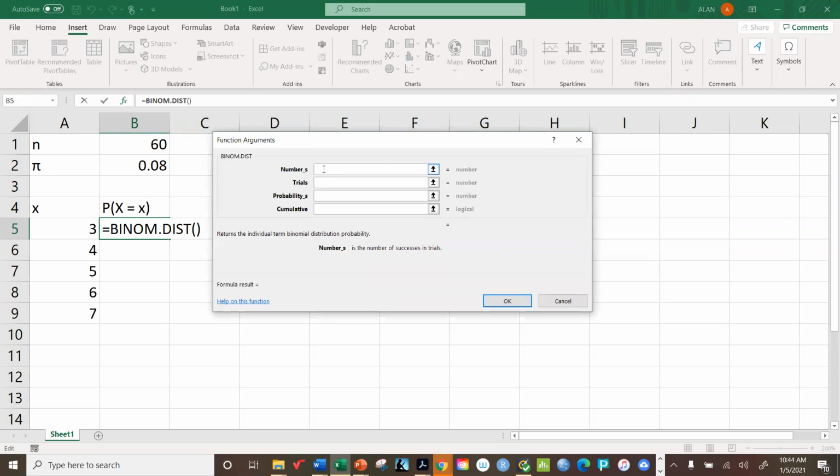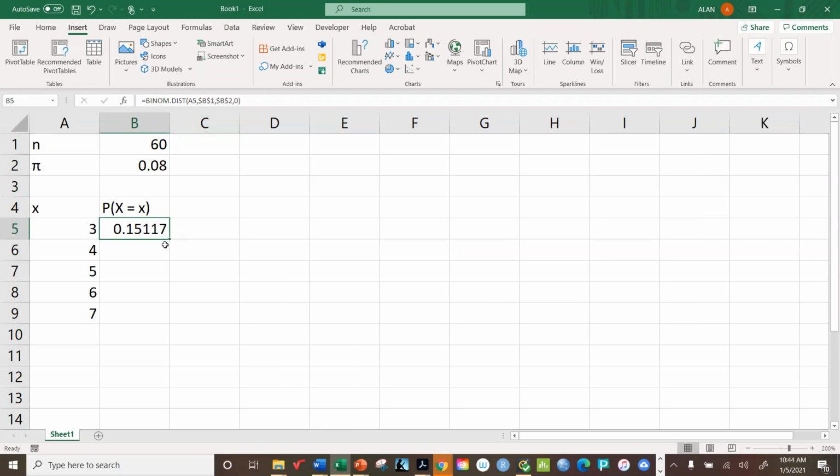The number S is the number of successes. That is in this cell here. The number of trials is 60. That's in cell B1. I'll use dollar signs to lock in that reference. The probability of success is in cell B2. And then the cumulative probability, this is 0 for no. These are not cumulative probabilities. So now I just have to add them up, and I'll get the actual exact answer that I need.